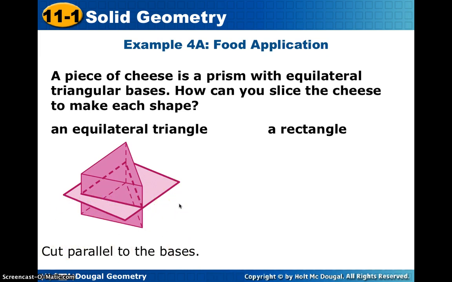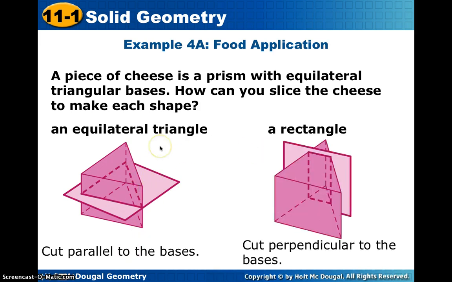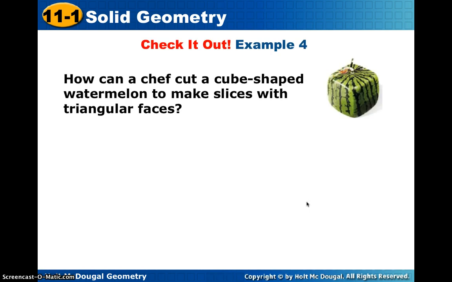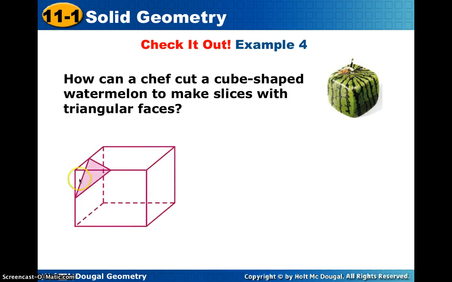Okay, well, how can we make a rectangle? To make a rectangle, I need to make a straight up and down cut. I need to cut directly up and down, and I can make a rectangular cross section. Okay, how can I cut this cube to make triangular faces? Well, in order to make a triangular face, I'm just going to need to cut off a corner. If I just slice a corner off, I can make a triangle.